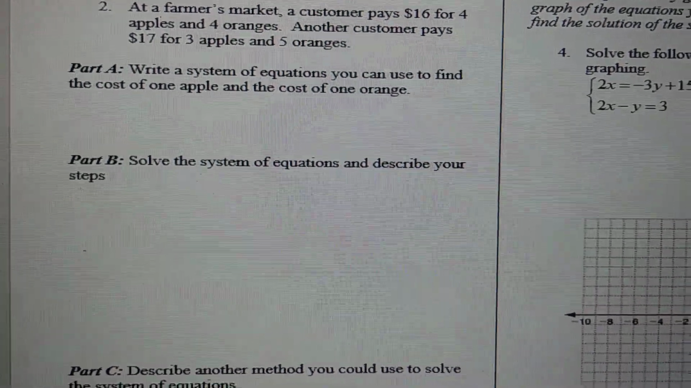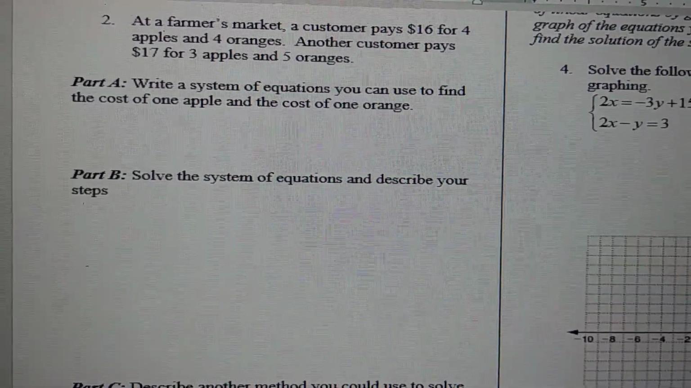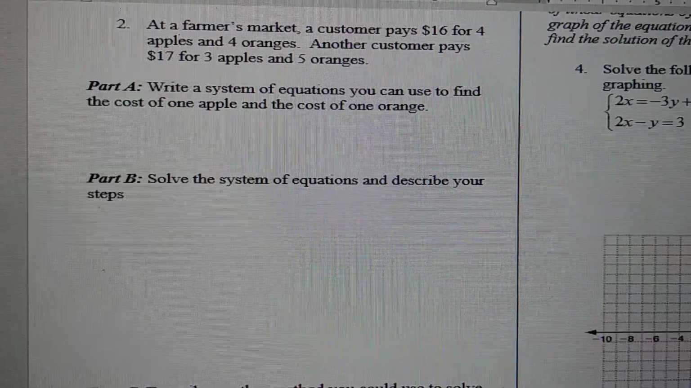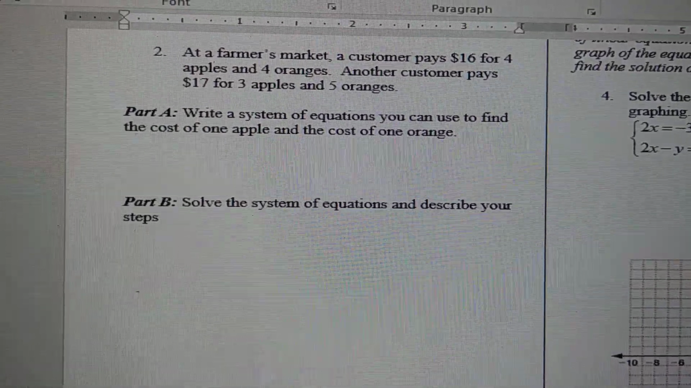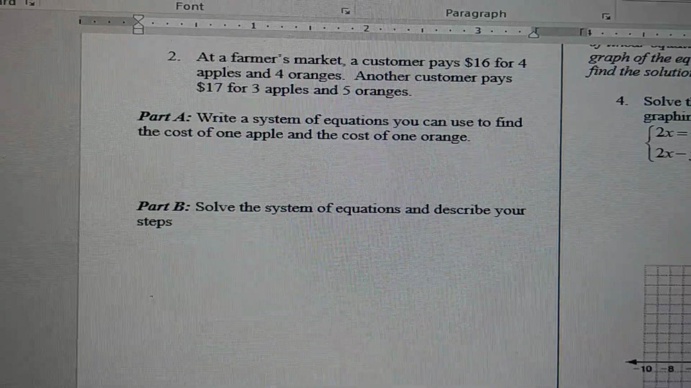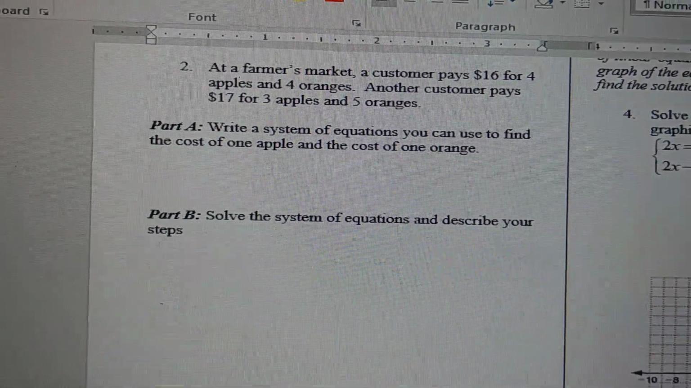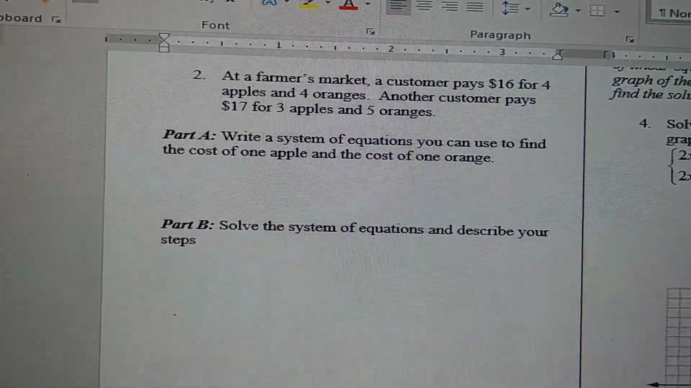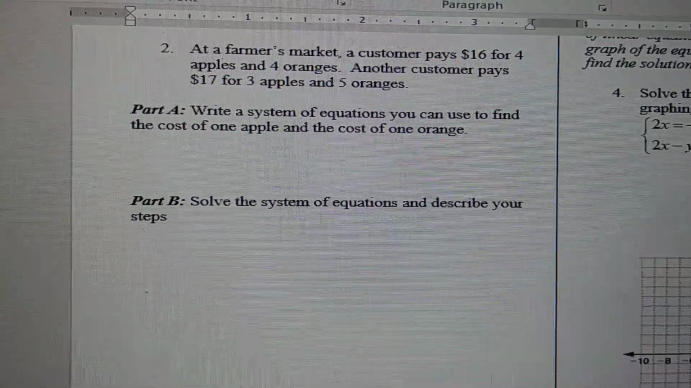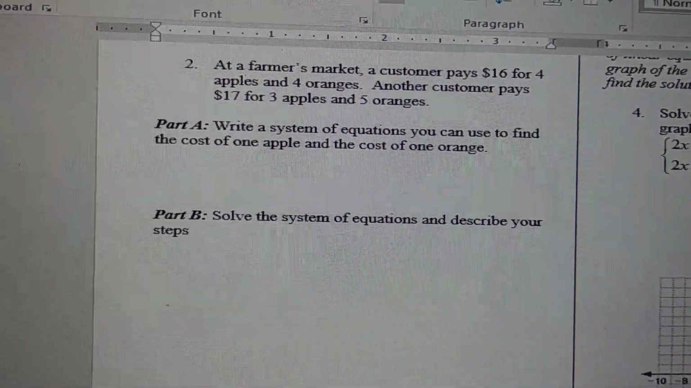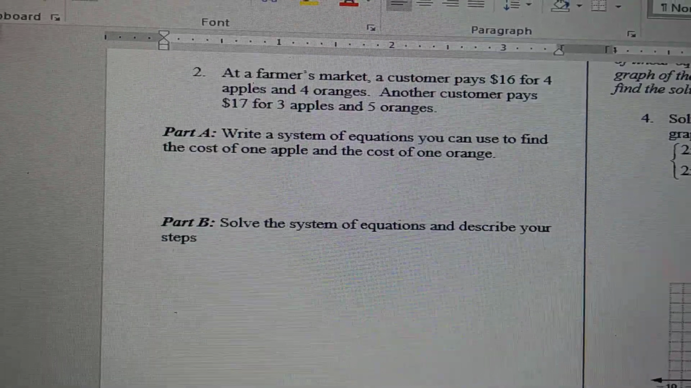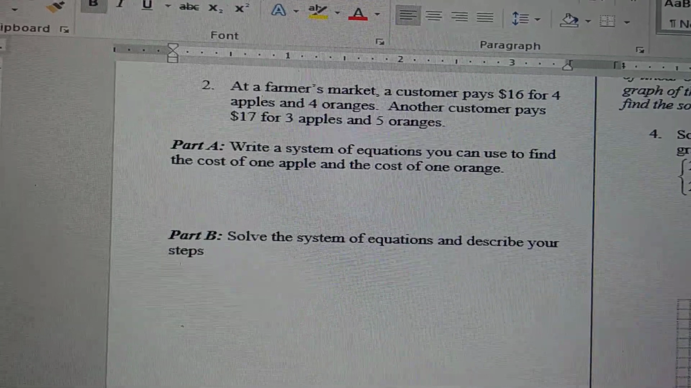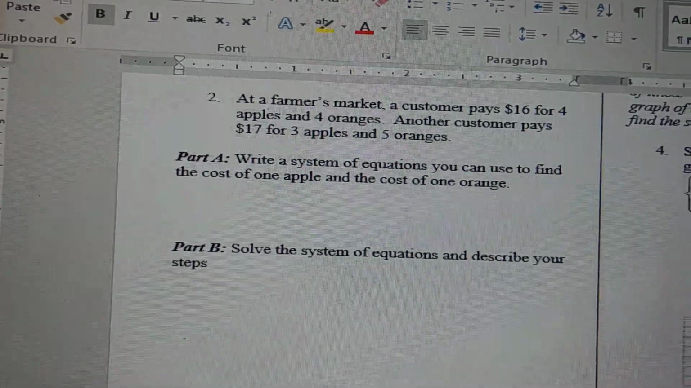Okay, here I'm going to address problem number 2 of the study guide, which is a word problem, but again, it goes back to using systems of equations. So we have, at a farmer's market, a customer pays $16 for 4 apples and 4 oranges. Another customer pays $17 for 3 apples and 5 oranges. So out of these statements, we have to create a system of equations. From the first statement, we can create one equation, and from the second statement, a second equation.